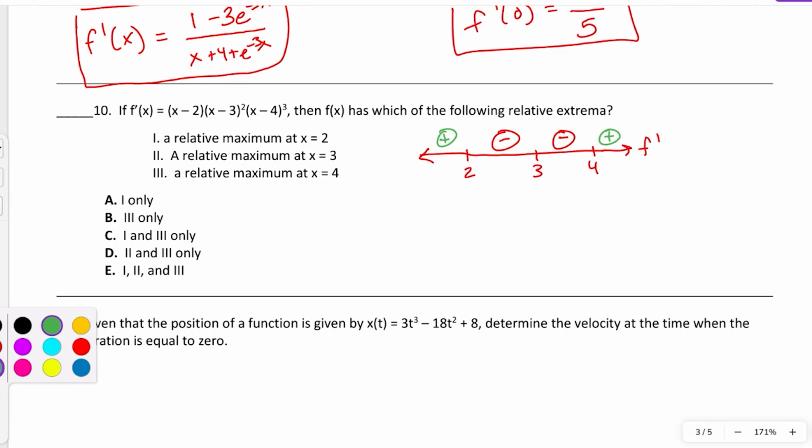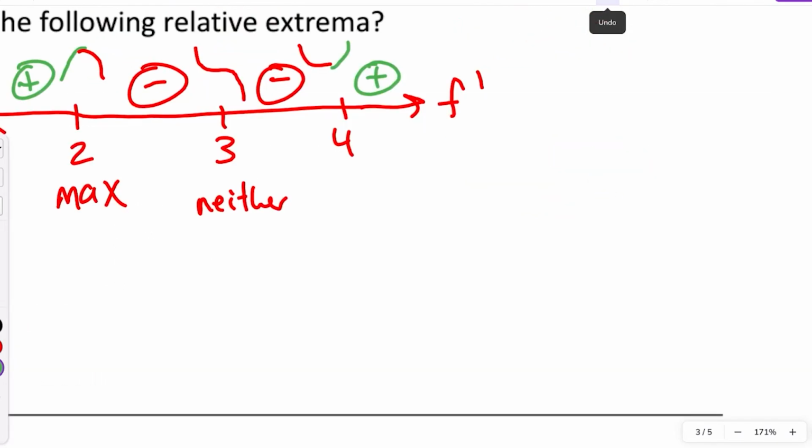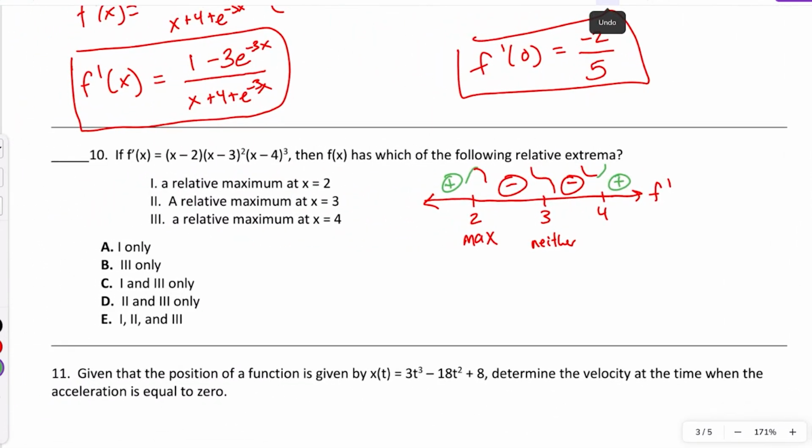So to break down what's going on here, the slope of f changes from being positive to negative, indicating we have a relative max at 2. At 3, we've got a negative slope, followed by another negative slope. So this is going to be neither a max nor a min. And then at 4, we have a negative slope, followed by a positive slope. So this is a location where we're going to have a minimum. So let's take a look at all of our choices.